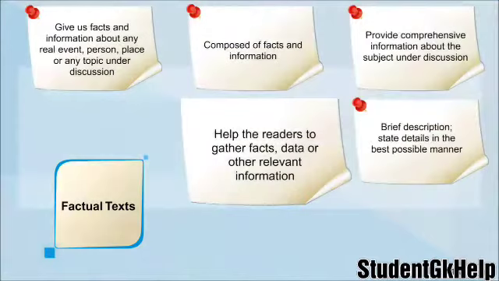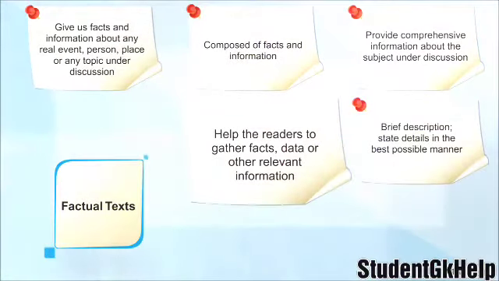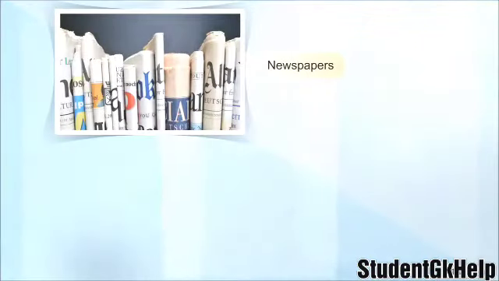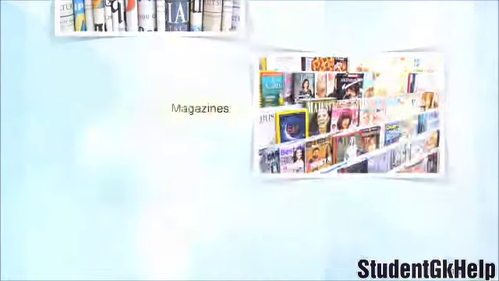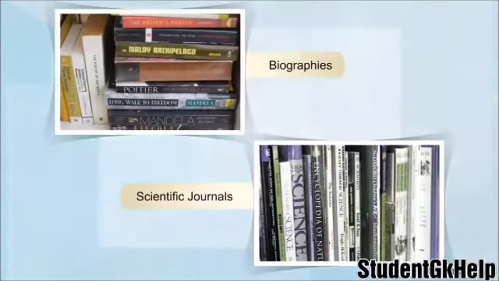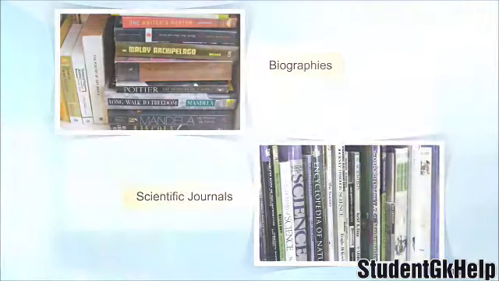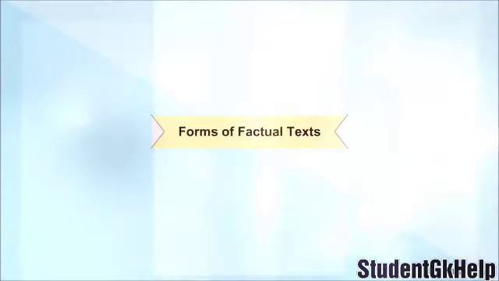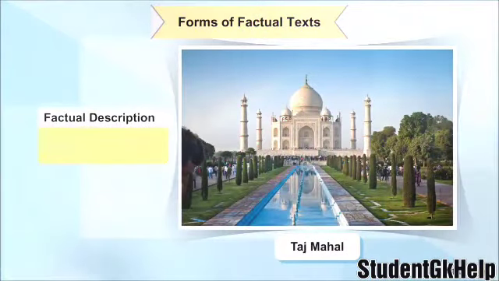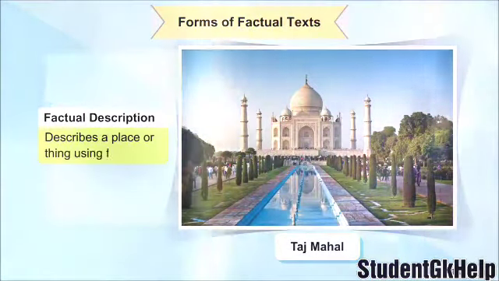This helps the readers to gather facts, data, or other relevant information from the text. For example, newspapers, magazines, biographies, and scientific journals are non-fictional texts. Factual texts can be written in many forms. They can be factual description, which describes a place or thing using facts.